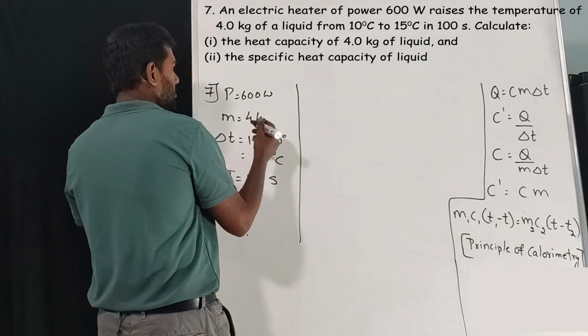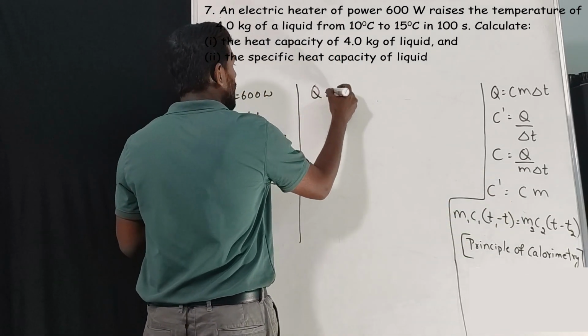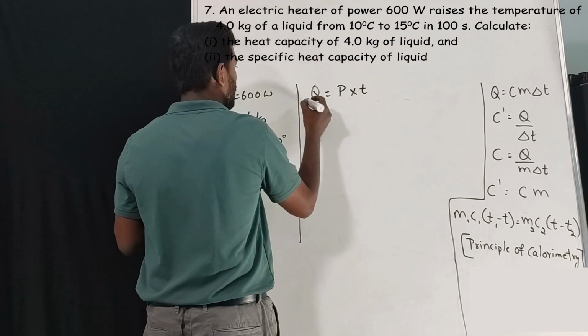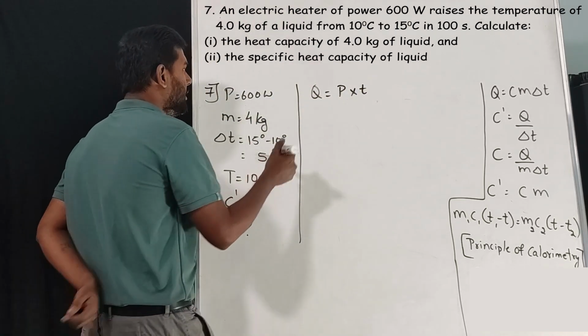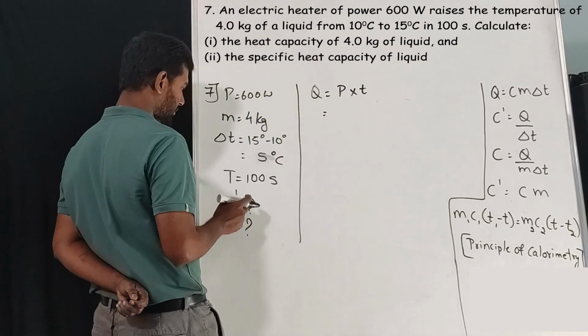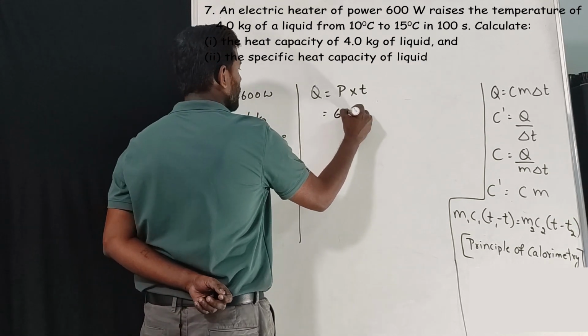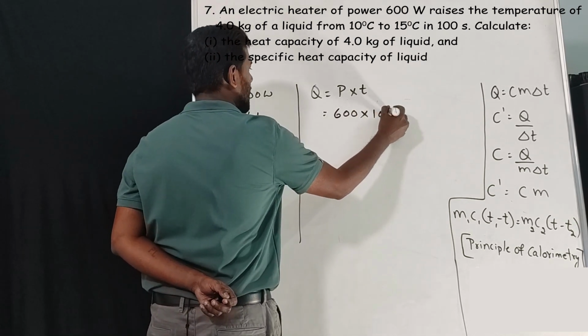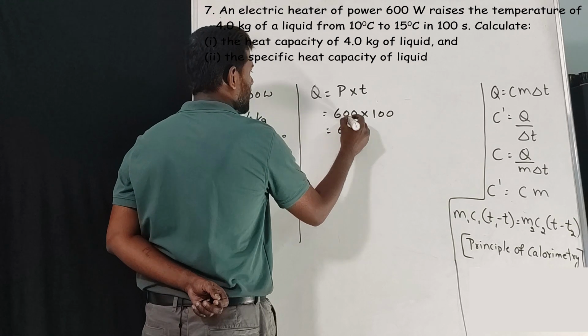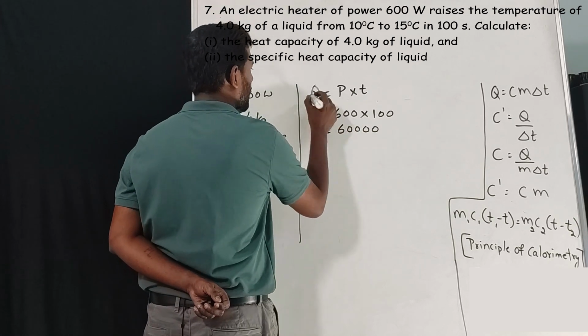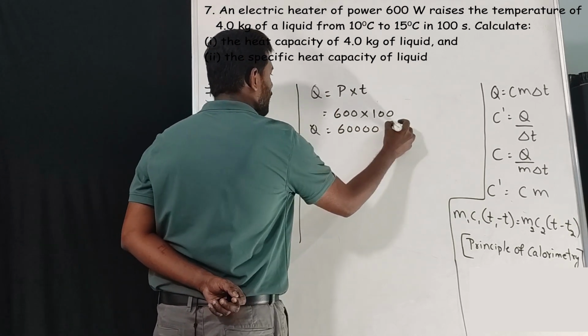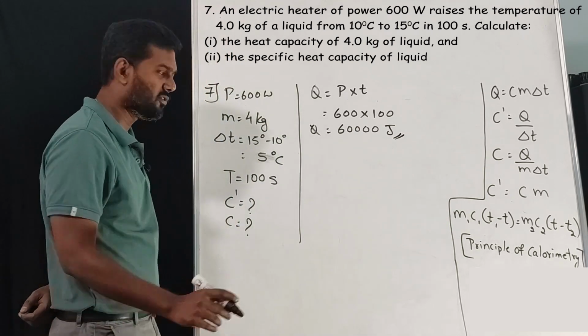Okay. So to find Q, power into time. Now, what is the power given? That is nothing but 600 into time, that is 100 seconds. So this will be 60000. What we are finding? Q. Q is nothing but, the answer will be in terms of joules.